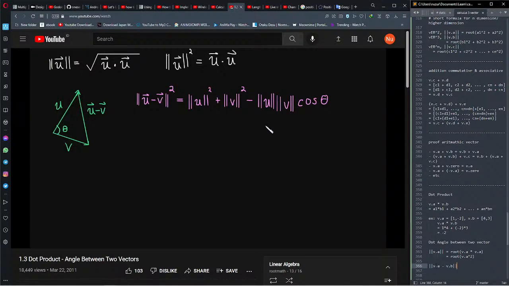So this comes from the law of cosines. It's really just saying c squared is equal to a squared plus b squared minus ab cos theta. You might remember it better that way. But that's what we have. We have a side u minus v and a side u and a side v. Okay.